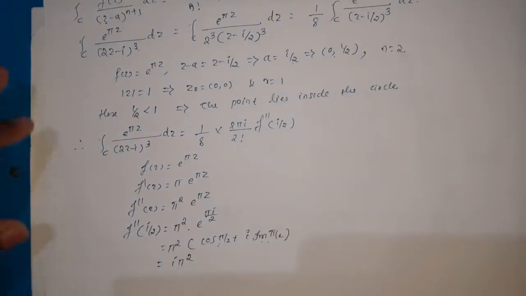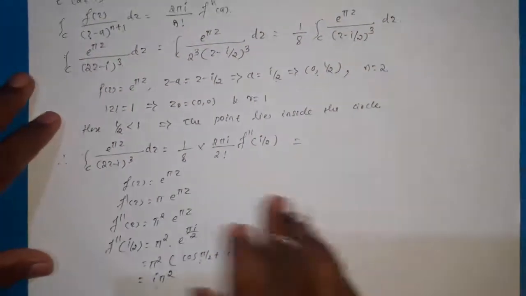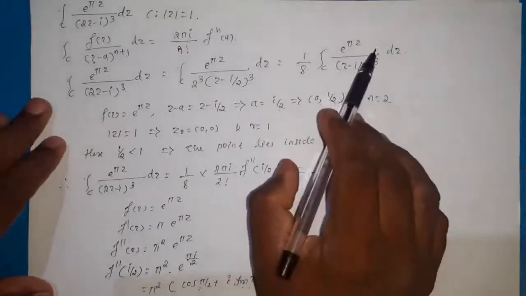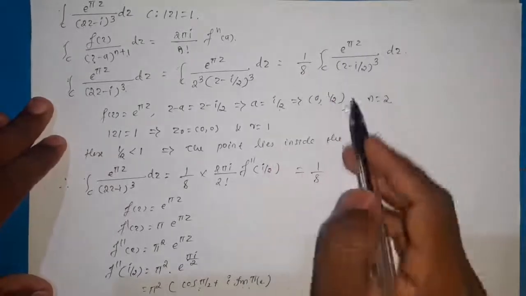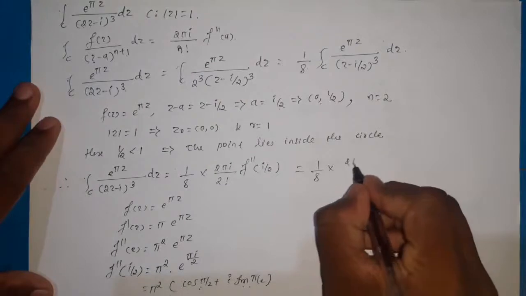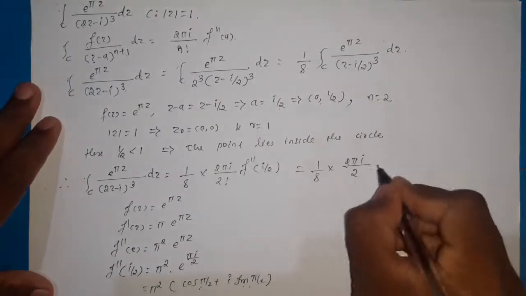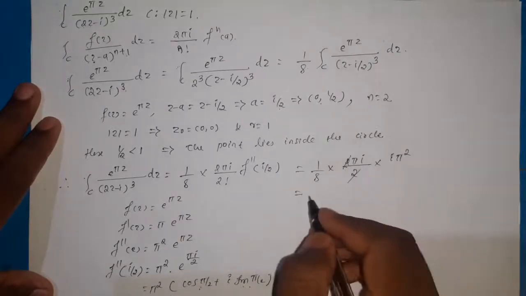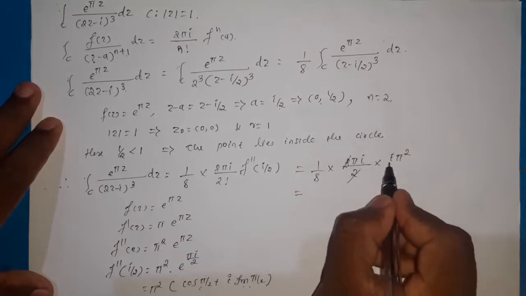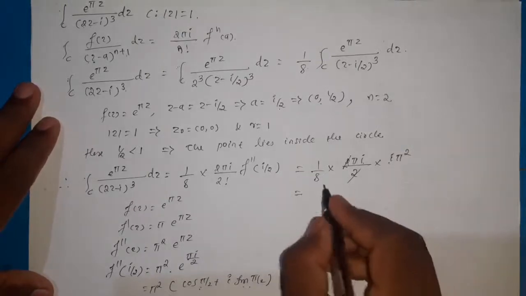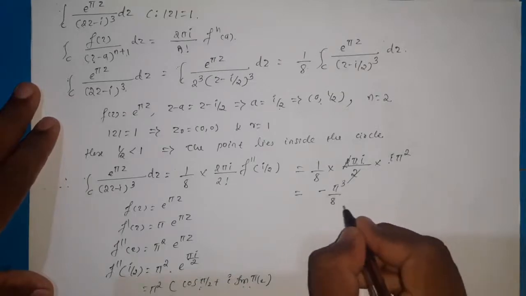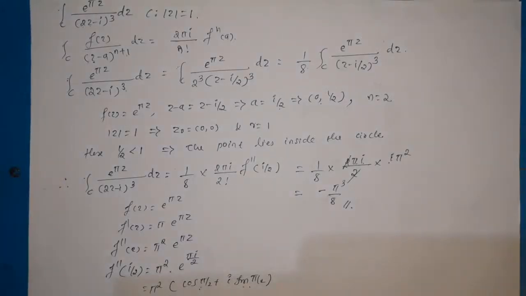So now simplify this one. Here 1 by 8, this 1 by 8 is here, right? And we are applying the formula only for this integral, that 1 by 8 will remain as it is. Then it is 2 pi i divided by 2 factorial is 2 into i pi square. 2 and 2 get cancelled, i into i pi square, and i square is minus 1. So minus pi into pi square, that is pi cube divided by 8. So it is the value of the integral, that is minus pi cube divided by 8.